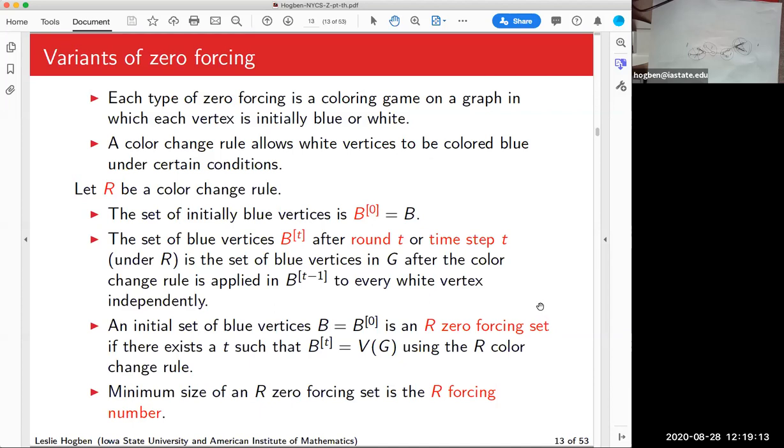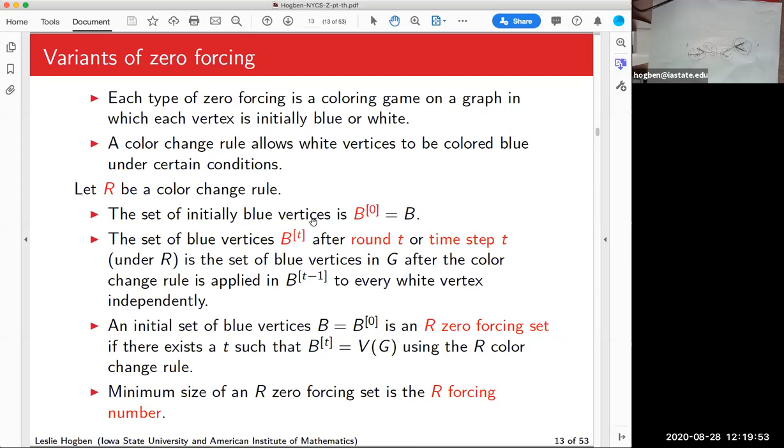So one of the things I want to do today, as I mentioned, is take a more mature approach to zero forcing and expose you to it as it's studied today, rather than as it was originally introduced. One of the perspectives that we use today is to compare and contrast different variants of zero forcing. These variants are defined by their color change rules. A color change rule allows white vertices to be colored blue under specific conditions.